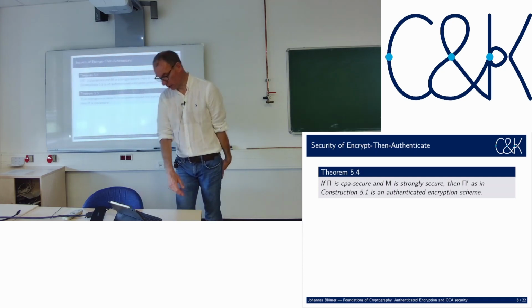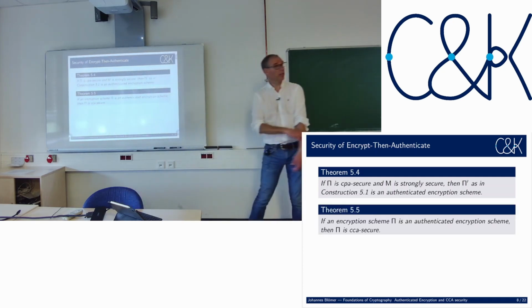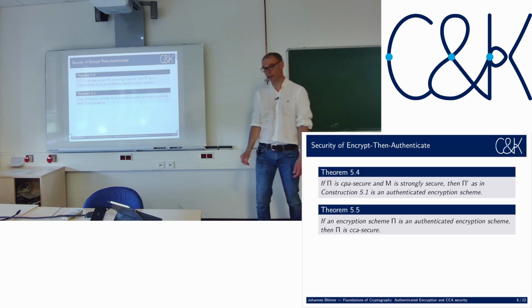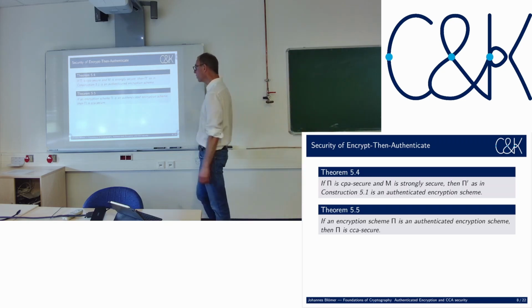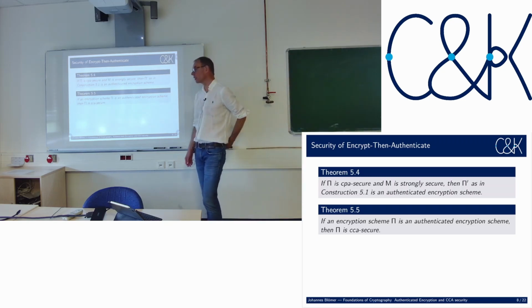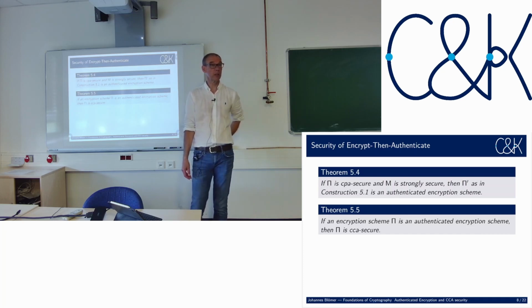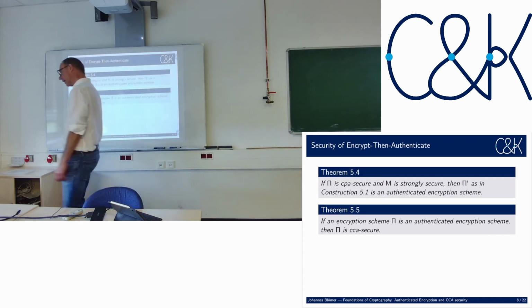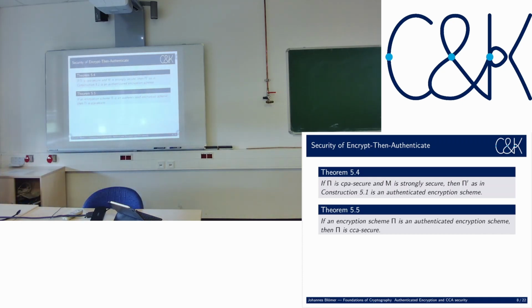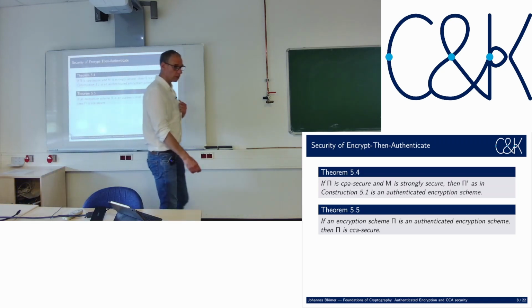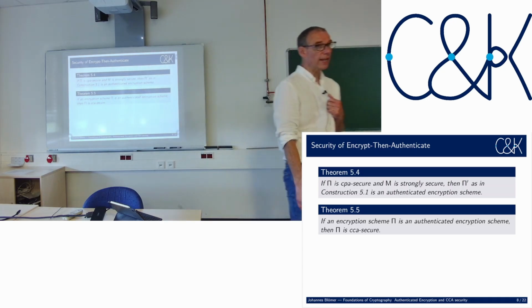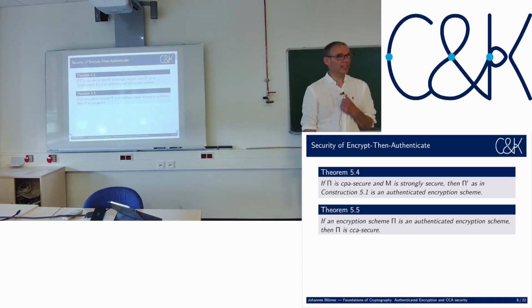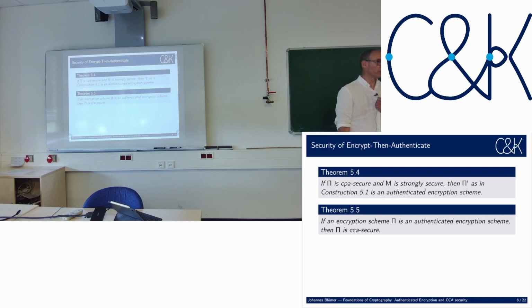Now comes the big theorem that we want to prove today, and that's basically the only goal for today's lecture. Prove that if an encryption scheme is an authenticated encryption scheme, then it is actually CCA secure. So no adversary has a non-negligible advantage in distinguishing between ciphertexts for messages of his choice, even if he has access to an encryption oracle and access to a decryption oracle.